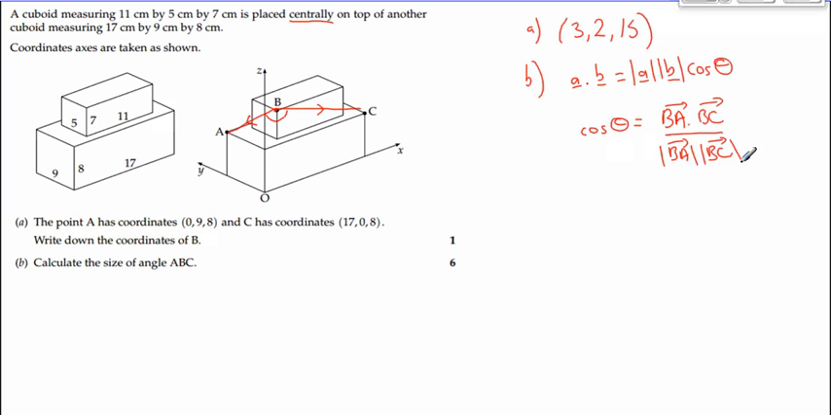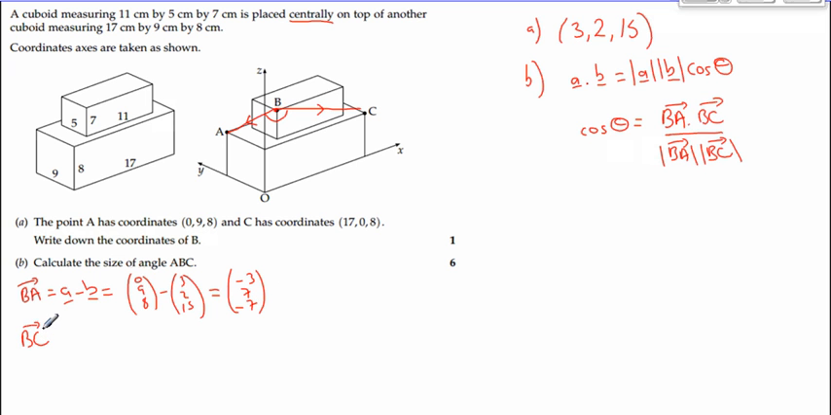That's the work you have to do now. So BA dot BC: first we need to know what BA is and what BC is. I'm going to do all my work down here and then I'll come back. So BA is A minus B. We now know that A is the point there, (0, 9, 8). B was the one that we calculated, so that was (3, 2, 15). That gives us (-3, 7, -7). So there's BA.